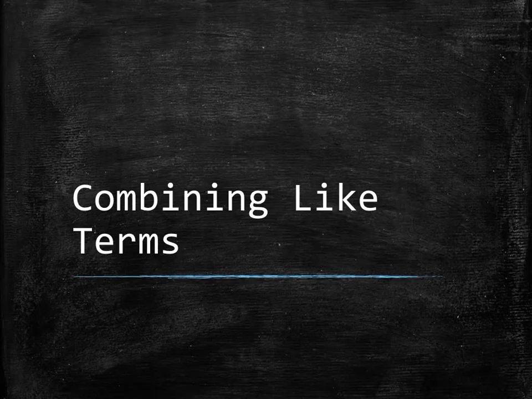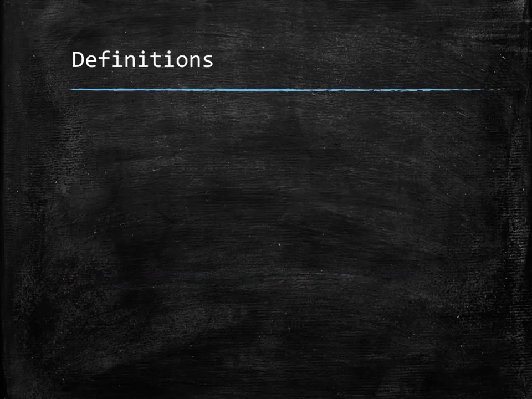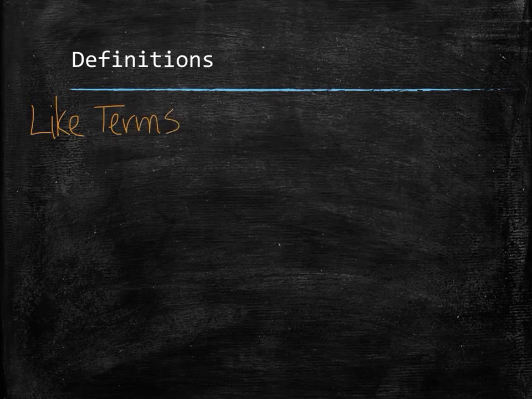Today is combining like terms, so let's start off with a couple of definitions. The first definition I have is like terms. Like terms are two or more terms that have the same variable or variables raised to the same power.